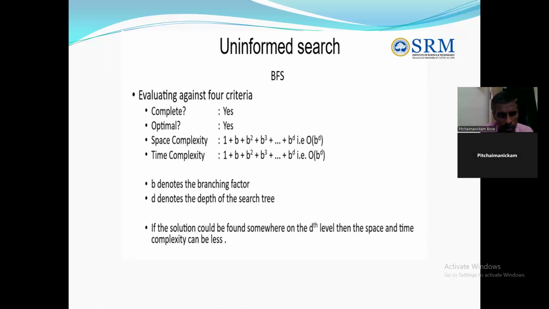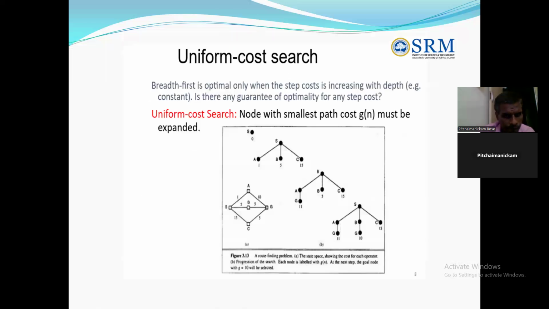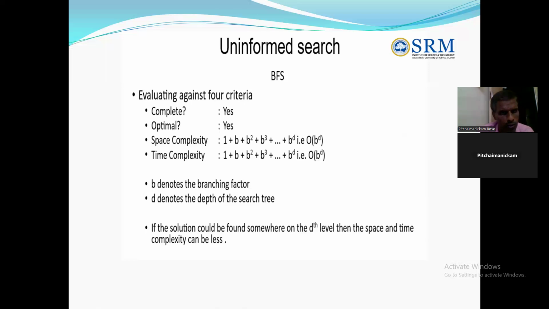The next thing is time complexity. It is 1 plus b plus b squared plus b cubed, up to b power d. So it is order of b power d also. Here b indicates the branching factor, and d indicates the depth of the solution. If the solution has to be found somewhere on the dth level, the space and time complexity will be high. So this is the way we are able to find the solution for breadth first search.